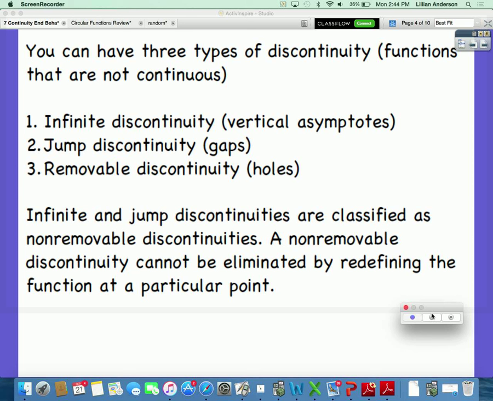Okay? Now, removable discontinuity, some of your reciprocal functions also have removable discontinuity. It just depends on what type of function you have, but you'll see it in just a second. Now, infinite and jump discontinuities are classified as non-removable discontinuities. Okay? A non-removable discontinuity cannot be eliminated by redefining the function at a particular point. So in other words, you don't have the black hole and the white hole? Yeah. That's basically it.